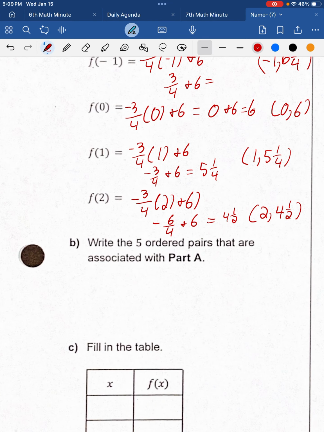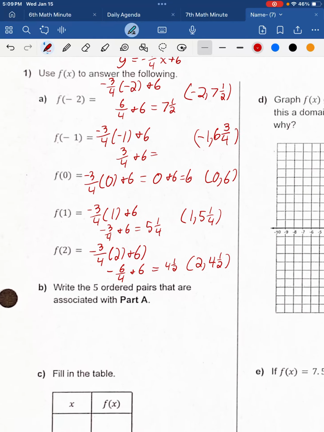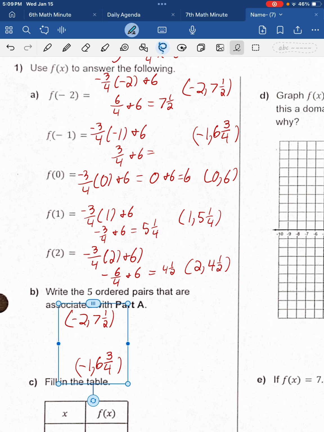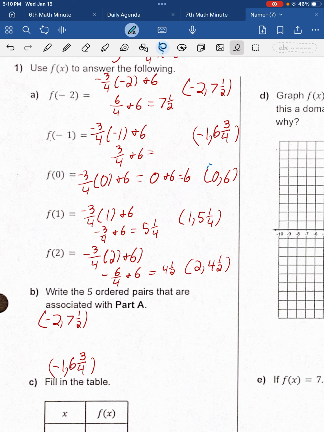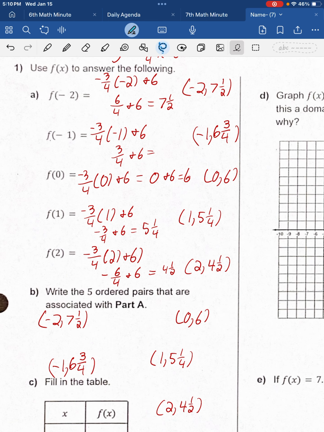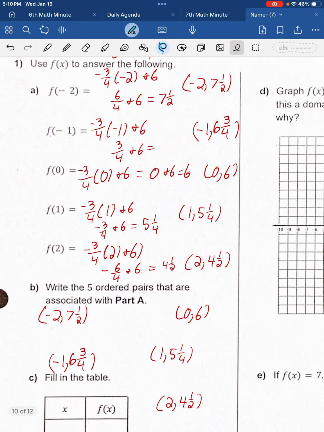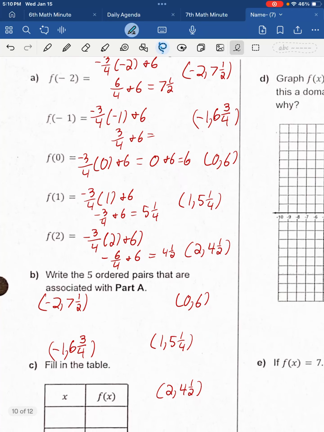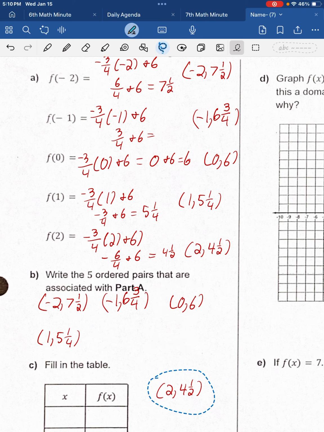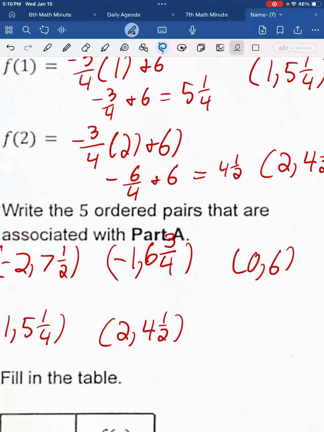B, write 5 ordered pairs that are associated with part A. I already did that, so I'll just copy and move it. And then copy and move this. Let's try to keep it in order, make it nice and easy for us. Next one was -1, then 0, then 1. And there you go. And we could separate our ordered pairs with a comma.